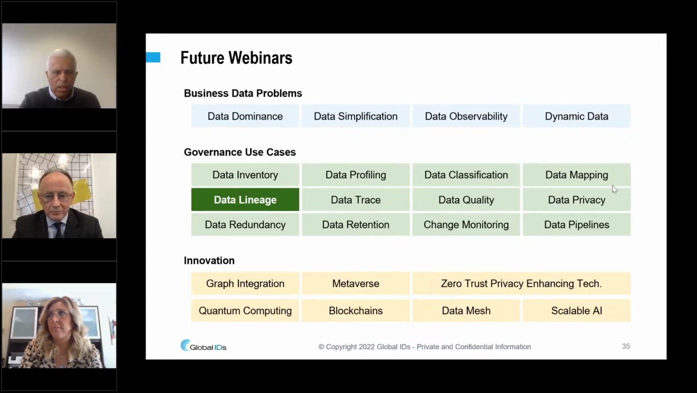In the governance area, we have a large number of use cases. We've covered some of them today. Today we talked about data lineage, but problems of quality and privacy have come up, along with problems of redundancy, retention, change monitoring, and pipelines. So these are various future seminar topics.